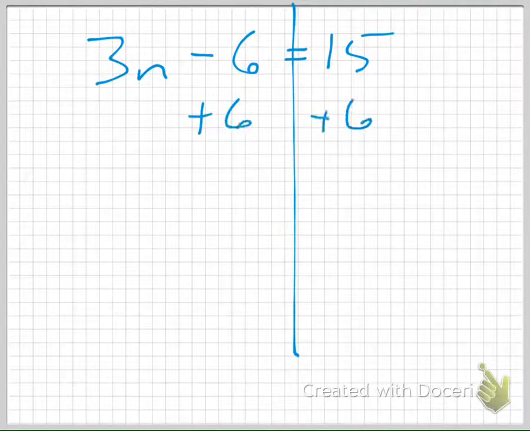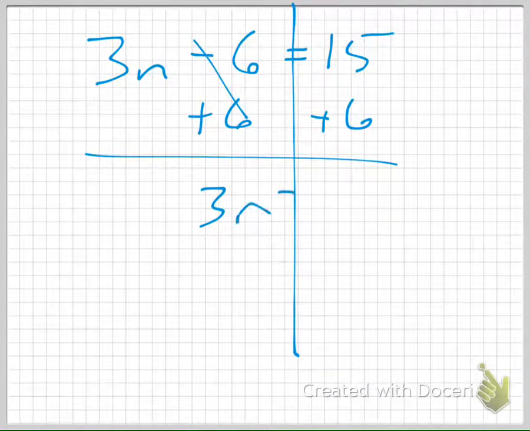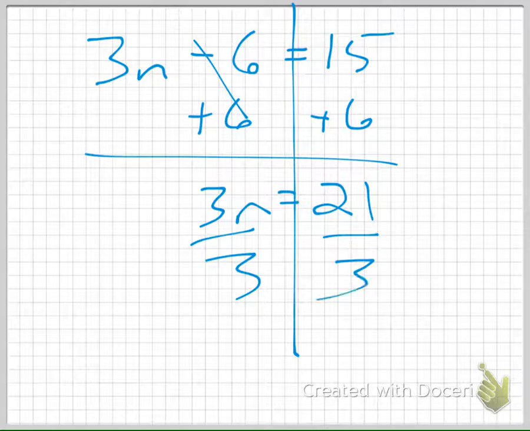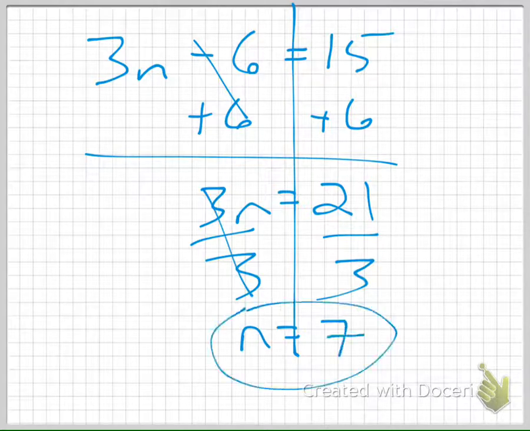Plus 6, plus 6. 3n equals 15 plus 6 is 21. And now at this point, right, divide by 3, n equals 7. How many of you got 7? Makes sense? Okay. Try another one.